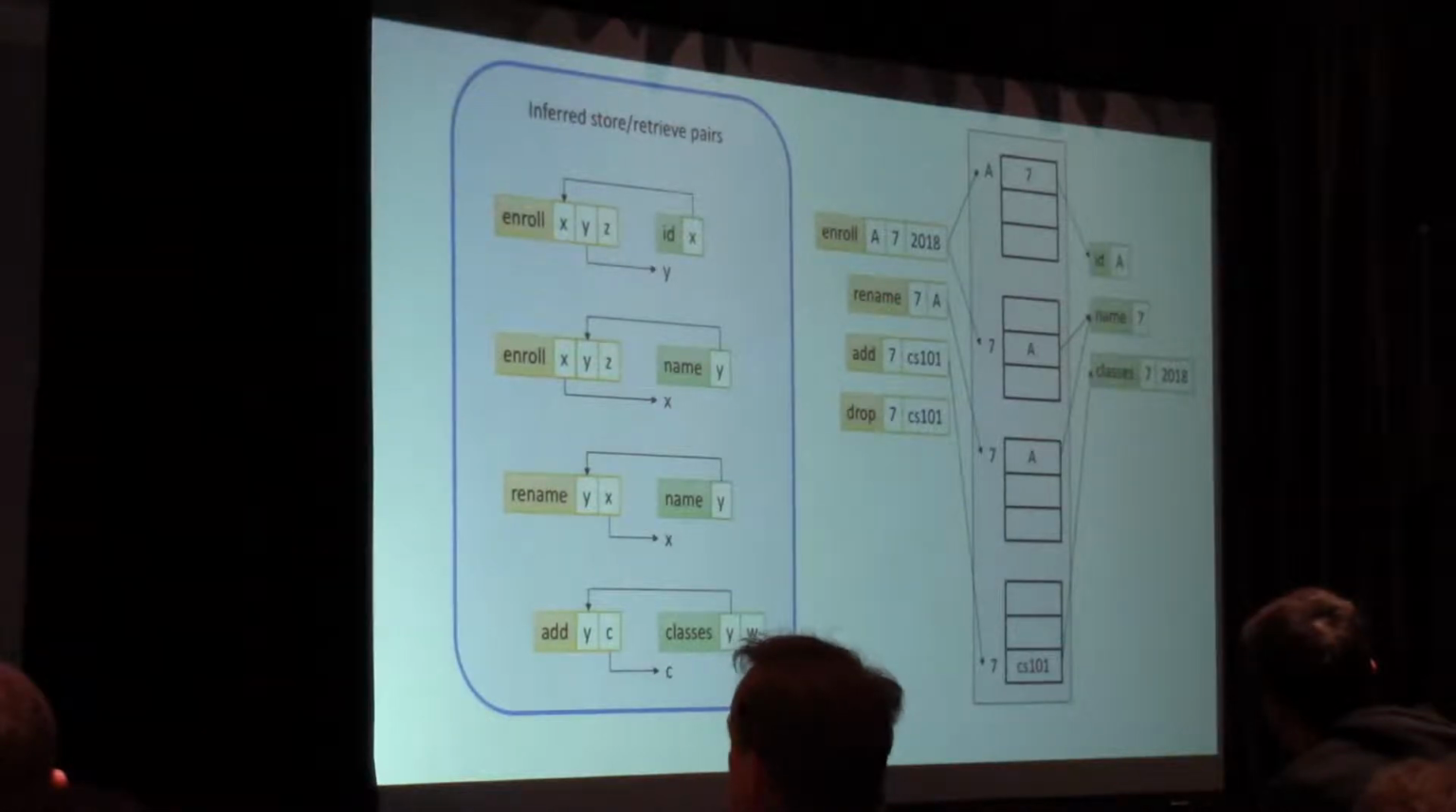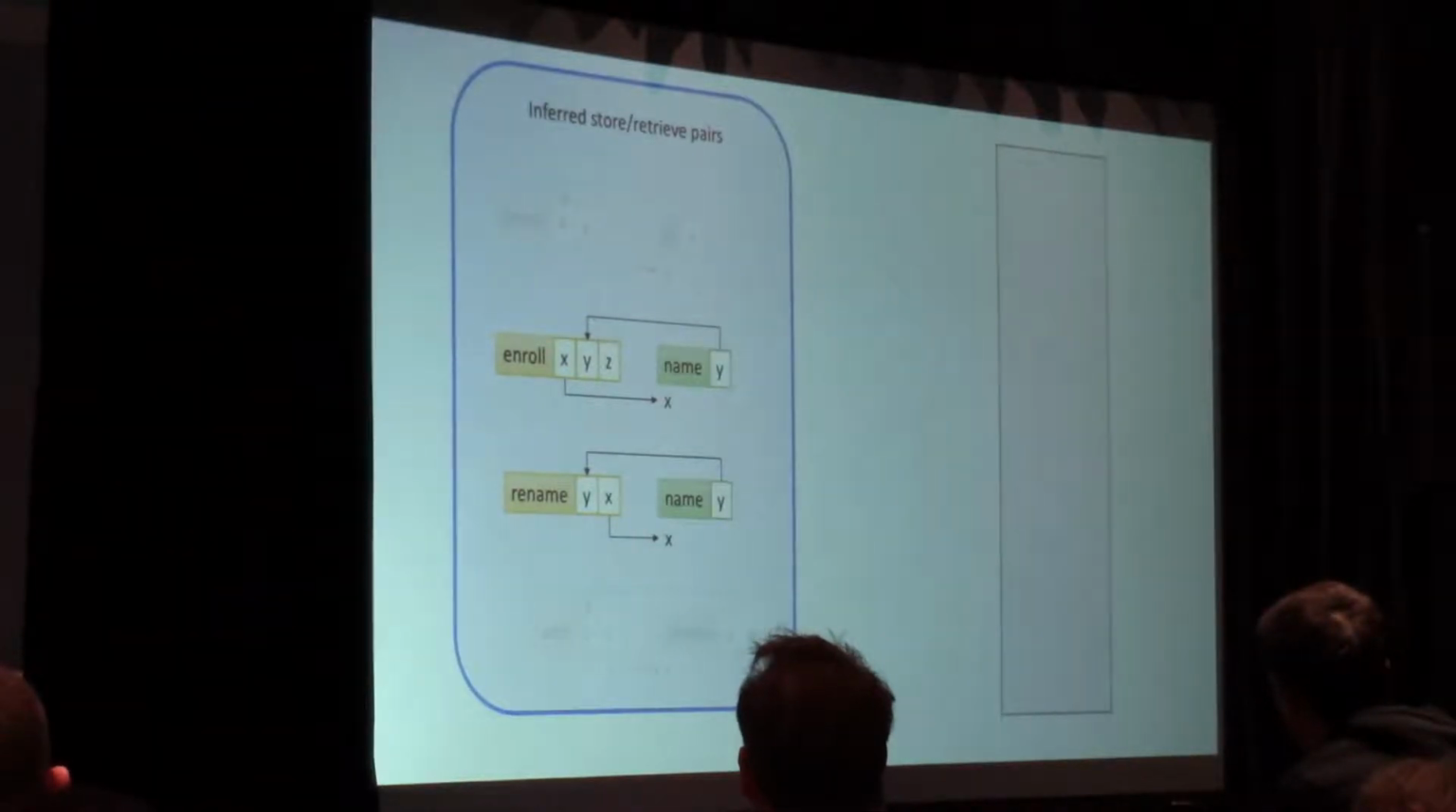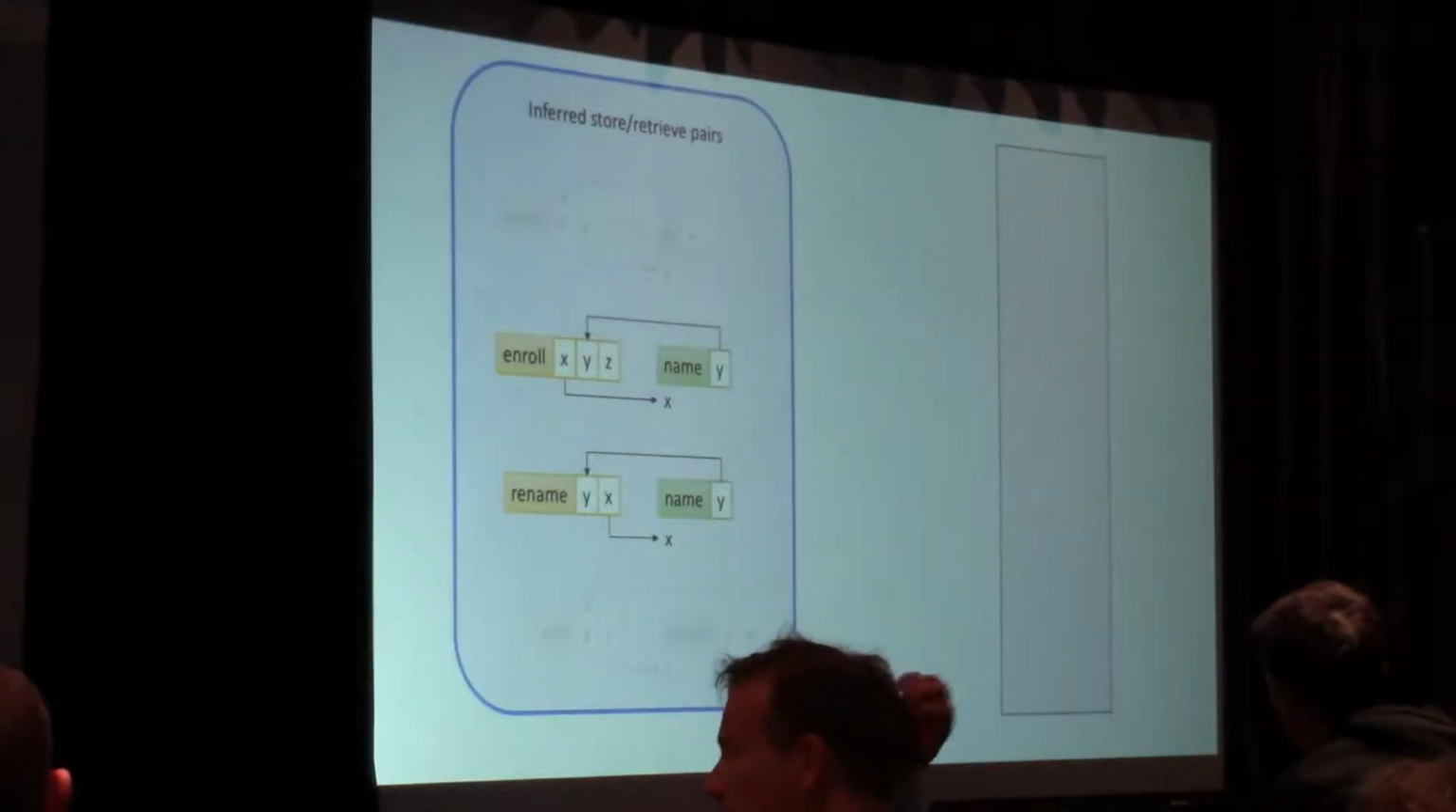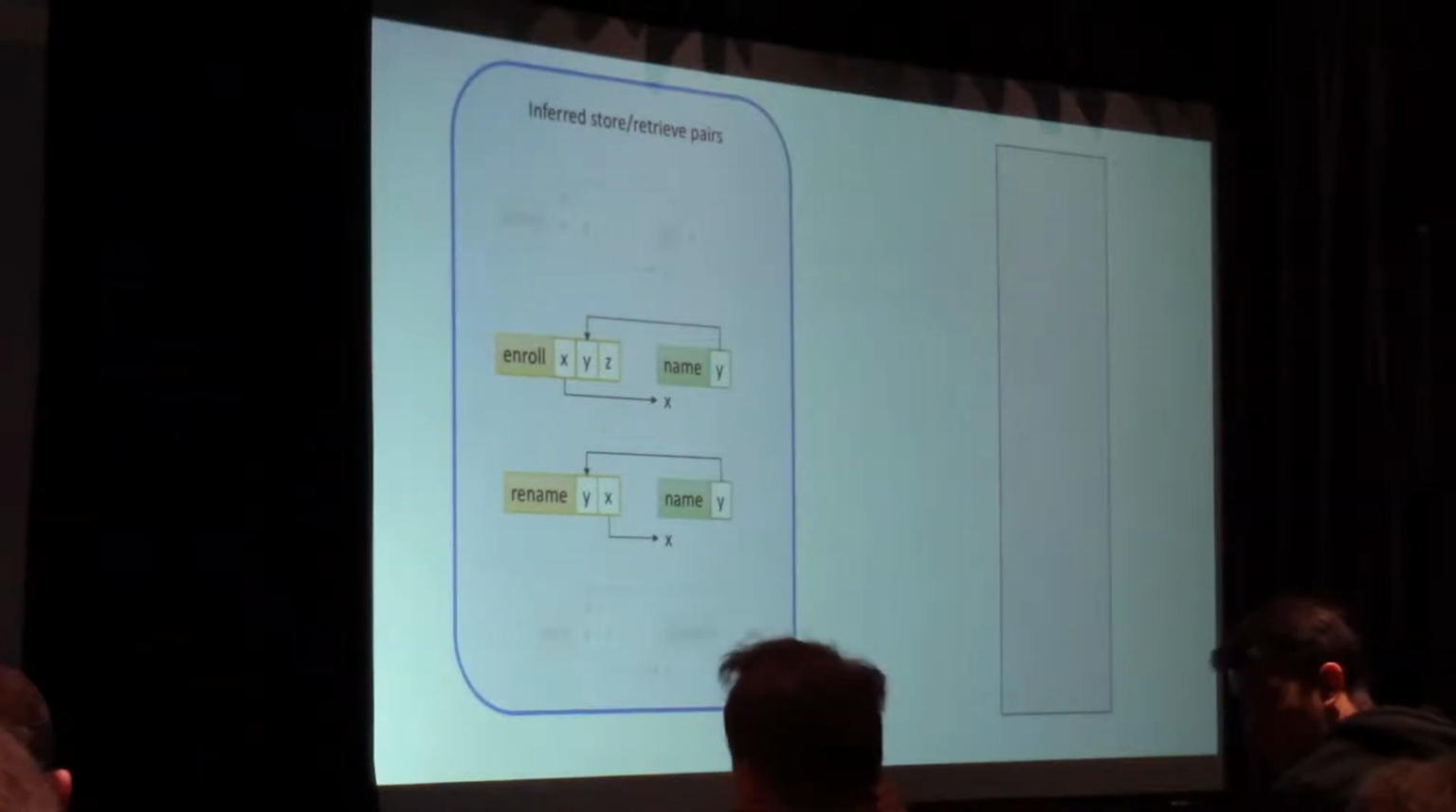Well, I have at most 4 maps. My last problem is I have to decide whether some of these maps are the same map. And let me tell you how I do that. So it turns out that these 2 operations, enroll and rename, all manipulate the same map. How do I figure this out?